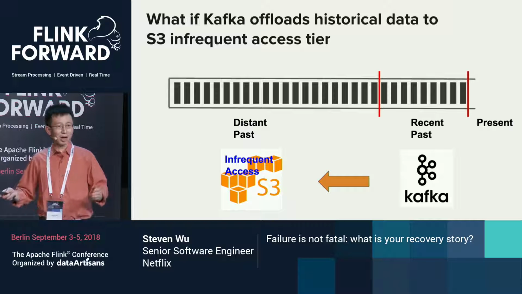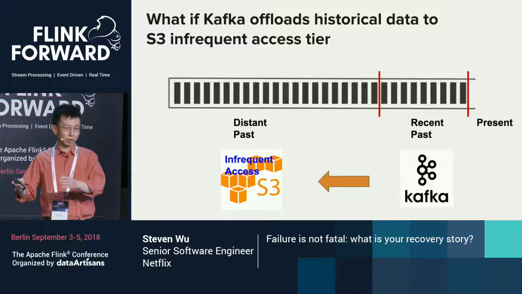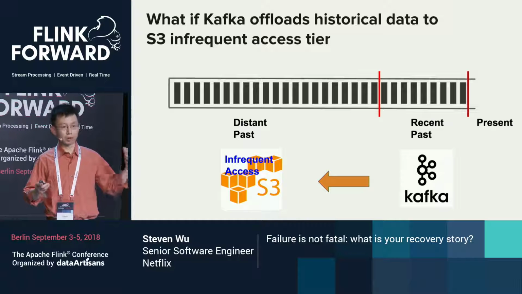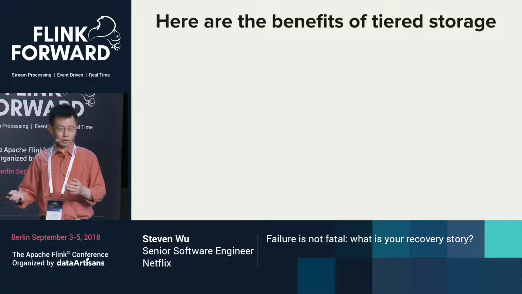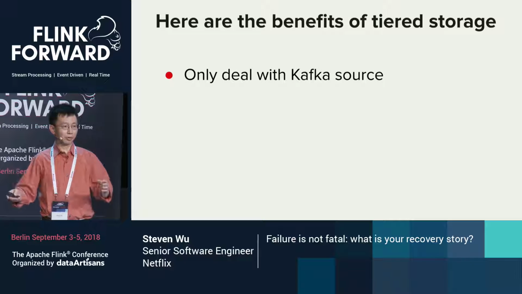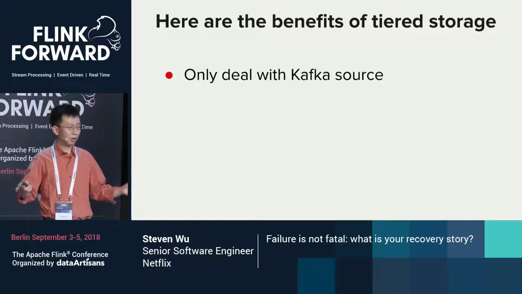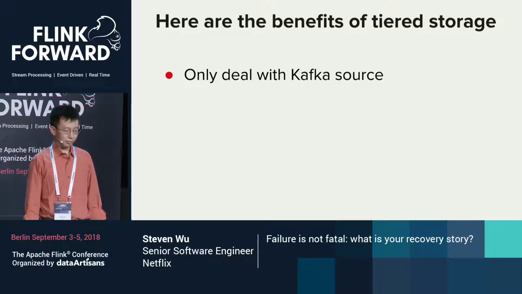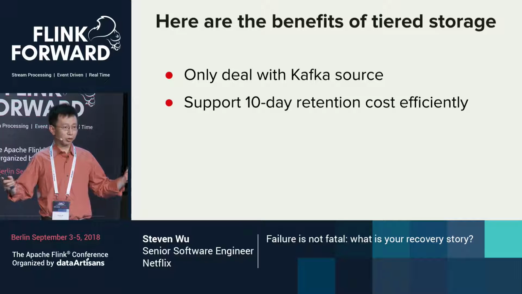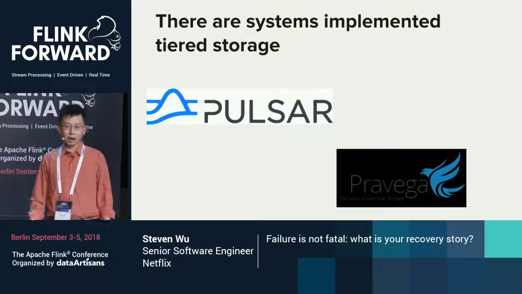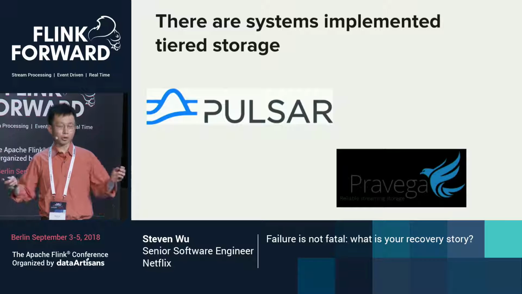What if Kafka can offload historical data to long-term storage, like the S3 infrequent access tier? And when we need to access those historic data, Kafka can either bring the data back to local disk or serve directly out of S3. The benefit is we only need to deal with the Kafka source at the application level. We don't need to implement our own Hive source. And since we use the Kafka source, we do not change the job DAG, so we can use Flink checkpoint and savepoint. And we can answer our user question that we can support 10 days of retention more cost efficiently. There are systems implementing tiered storage, like Pulsar and Pravega. It'll be interesting to see if Kafka is going to do something similar or not.